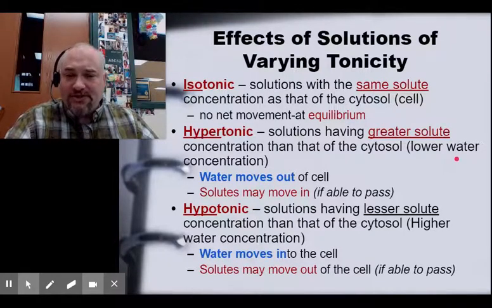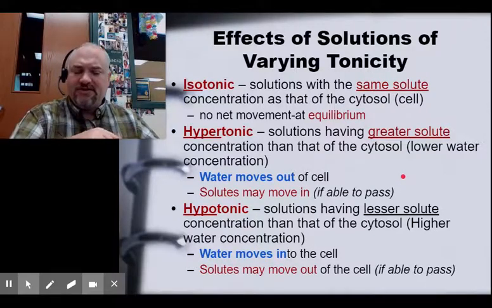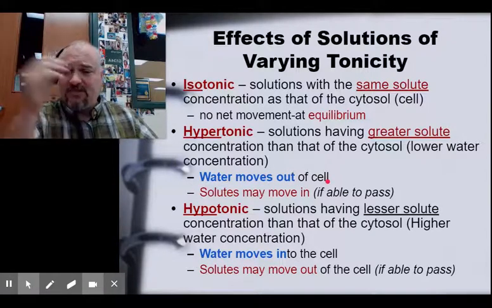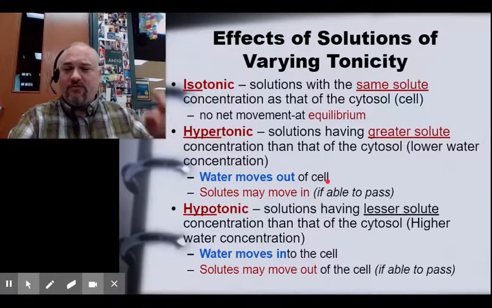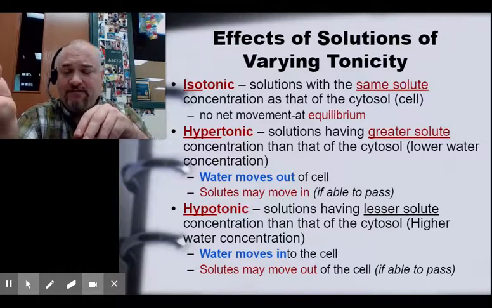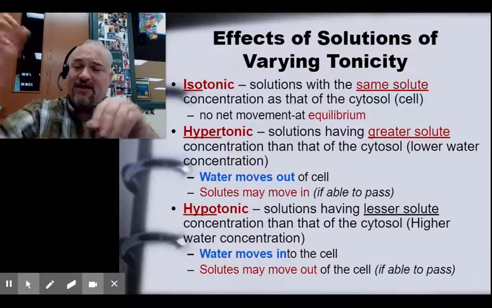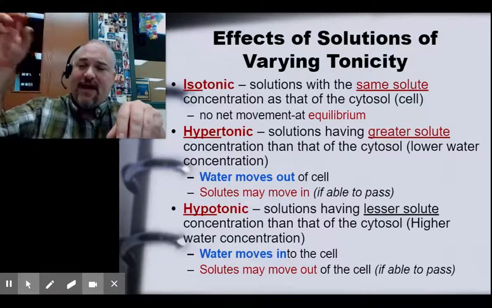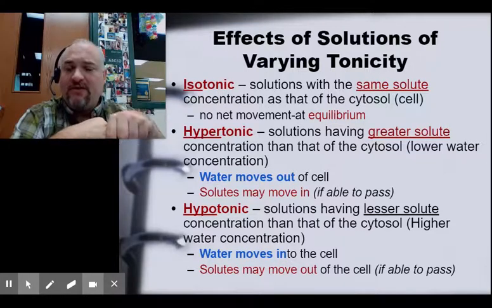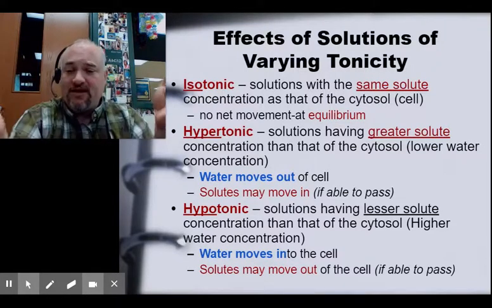So in that situation, and we'll do some images and stuff on the whiteboard in just a minute to help clarify all this, water is going to move out of the cell, right? Because we got a low concentration outside. Water goes out. And solutes, if they can pass through the membrane, will go in because high outside, low inside. So hypertonic is hyper or high solute outside the cell. Water will tend to move out, and solutes will tend to move in, assuming they can pass.